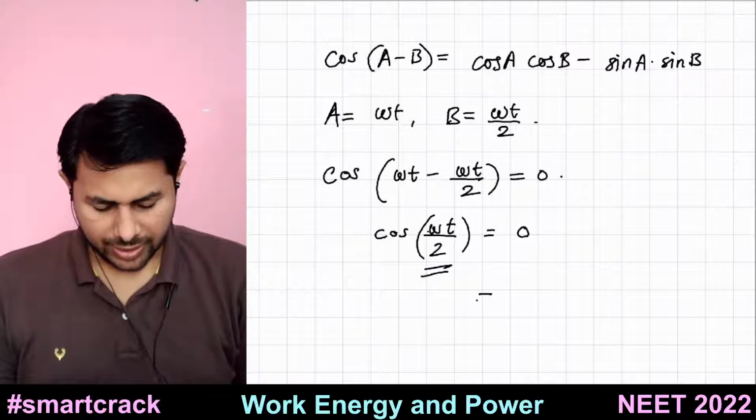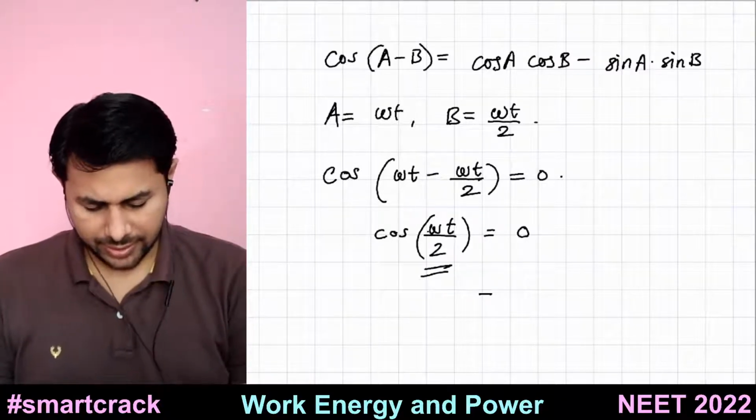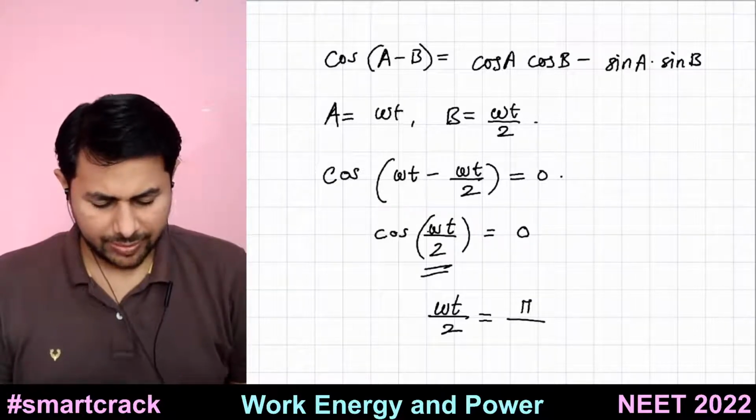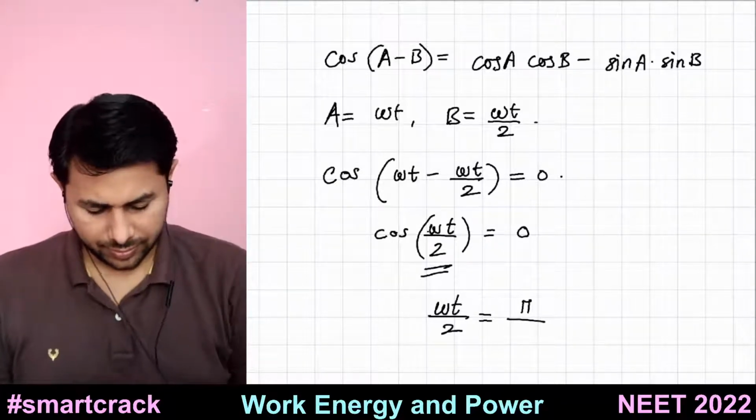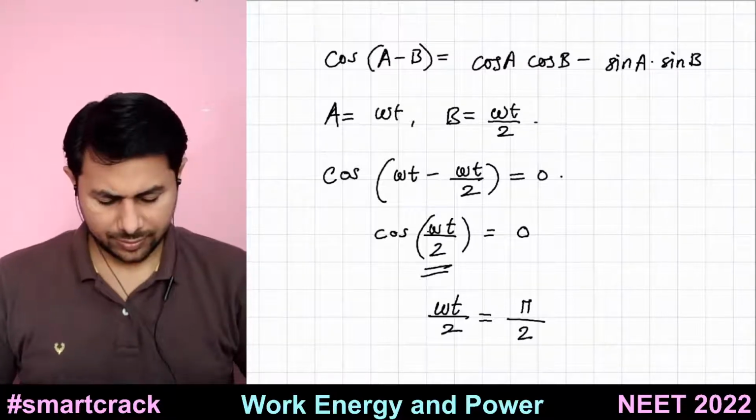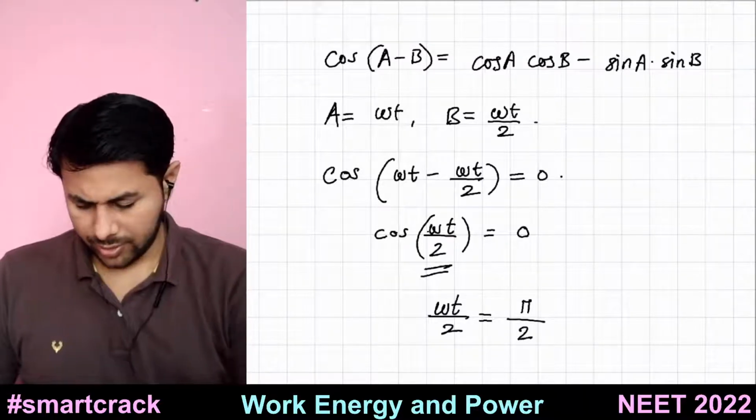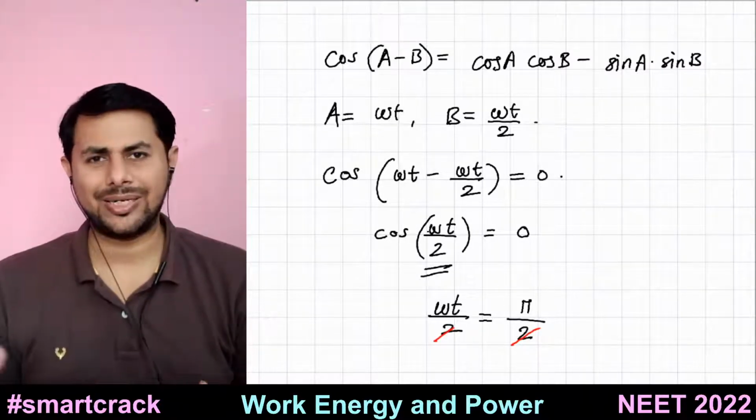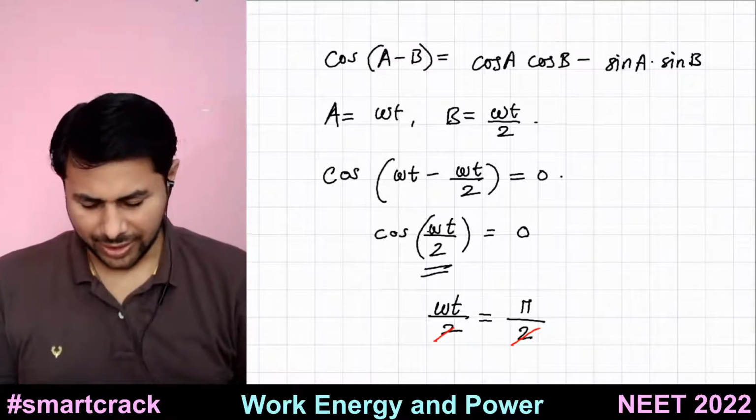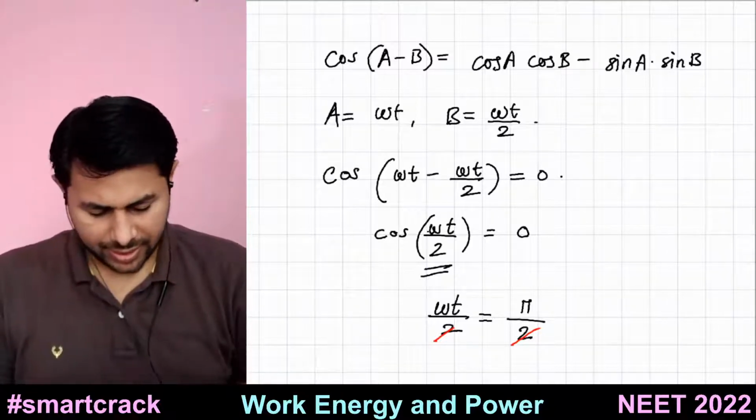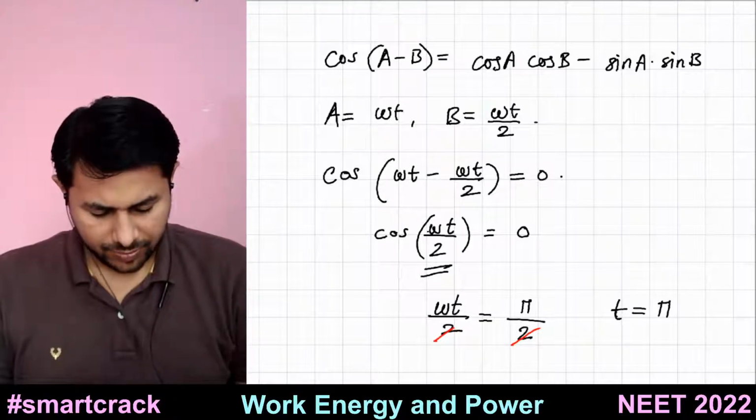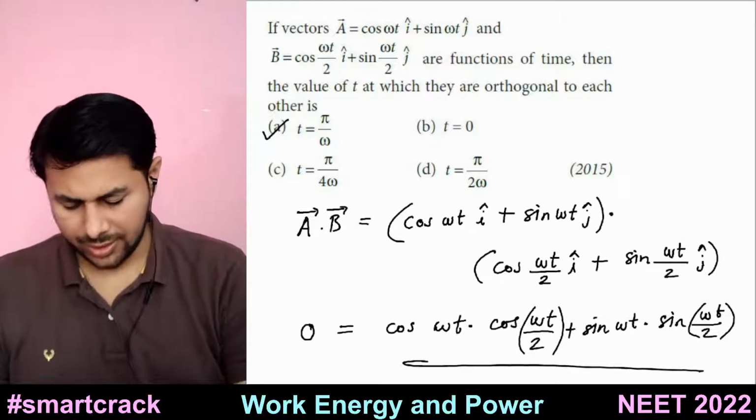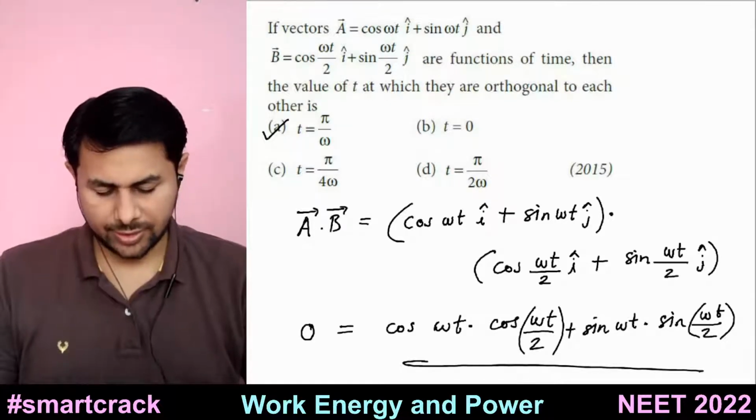Okay, so what is 90 in radians? So omega t by 2 equals 90 degrees, or you can say it is pi by 2, right? So this 2 and 2 get cancelled, because 2 pi equals 360, pi equals 180, so pi by 2 equals 90. So you get t equals pi divided by omega. Okay, so option A is the answer. T equals pi divided by omega.